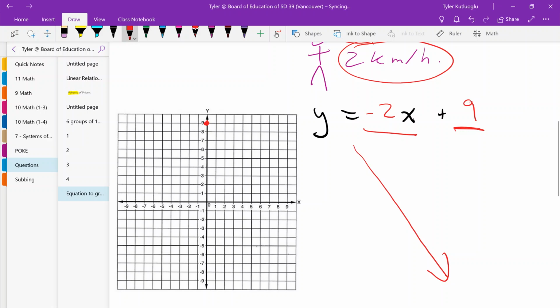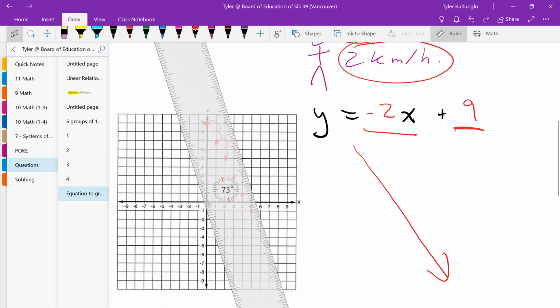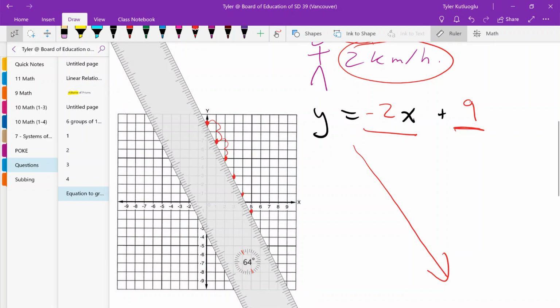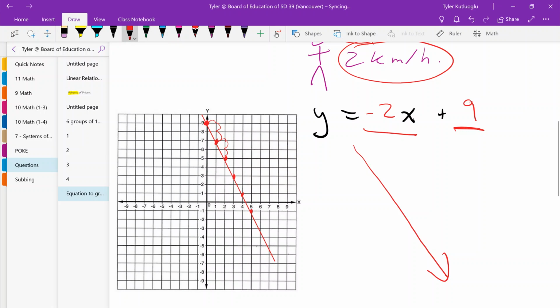So we start from here, and we walk 1 hour. That means we're going to go down 2. We're going to get 2 kilometers closer to home. Another 1 hour, 2 closer to home. Now you can see the pattern, 2, 2, 2. Connect those with a line. And that's it. That's our graph.